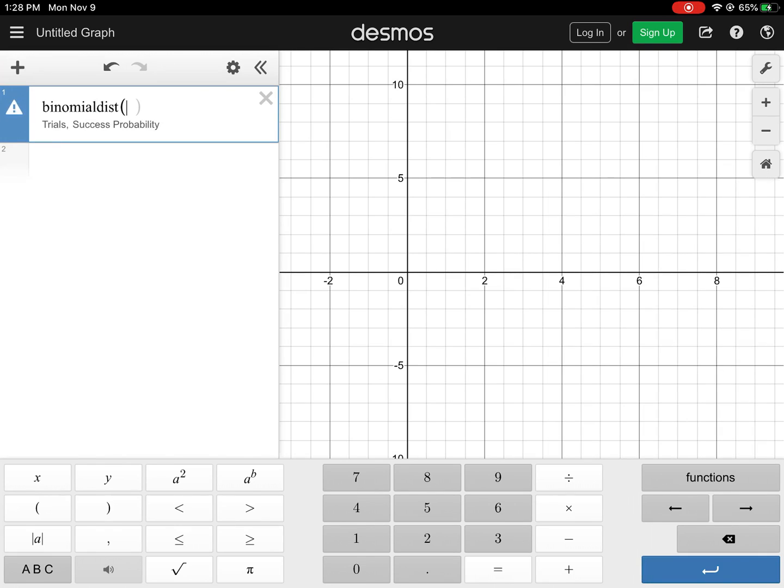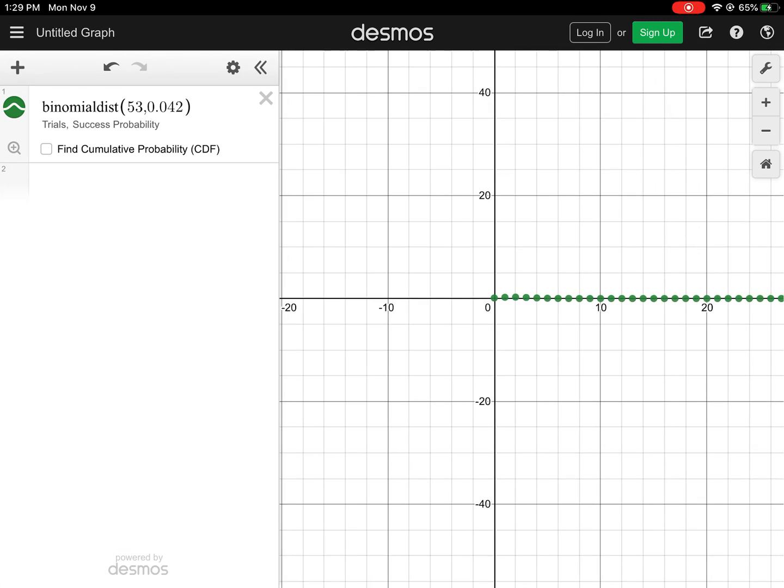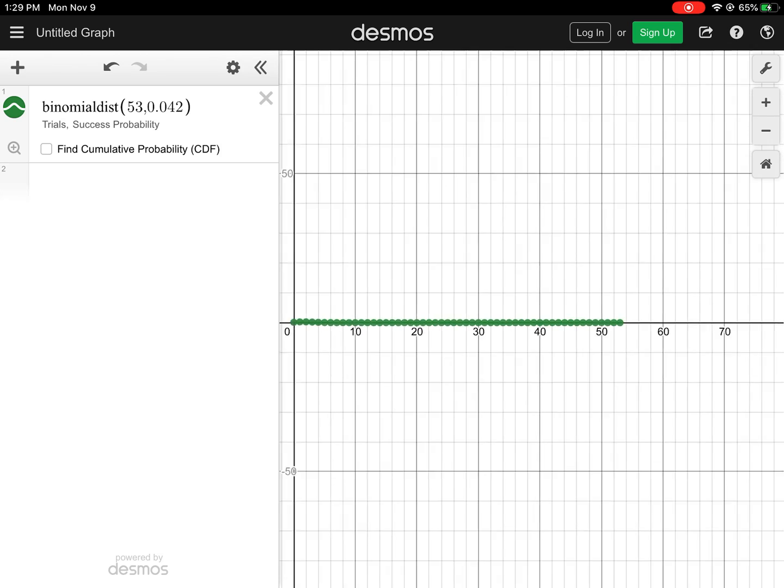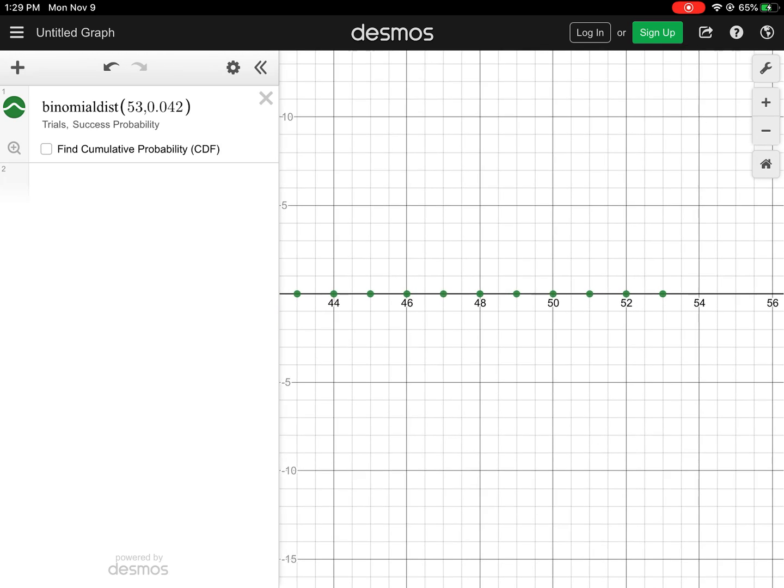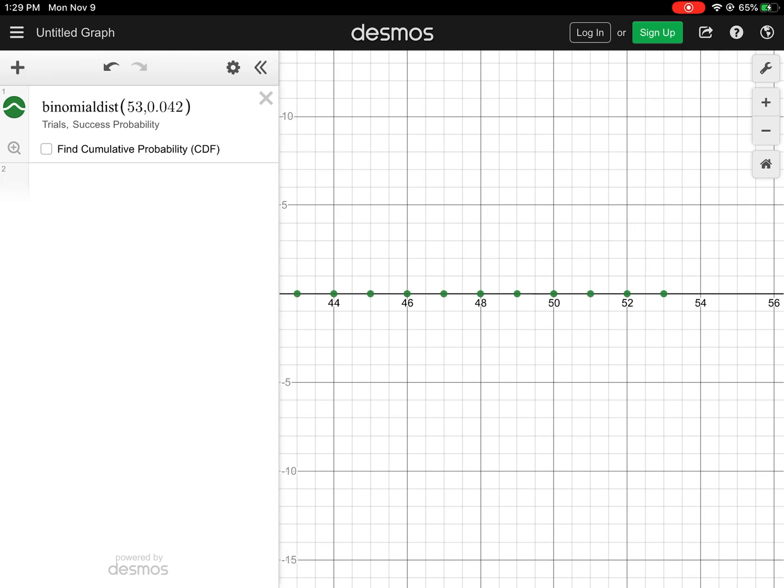So we're going to go into functions. We're going to go into binomial distribution. There are 53 trials, and the success is 0.042. And if you zoom out, notice that the dots extend all the way to 53 like they should.